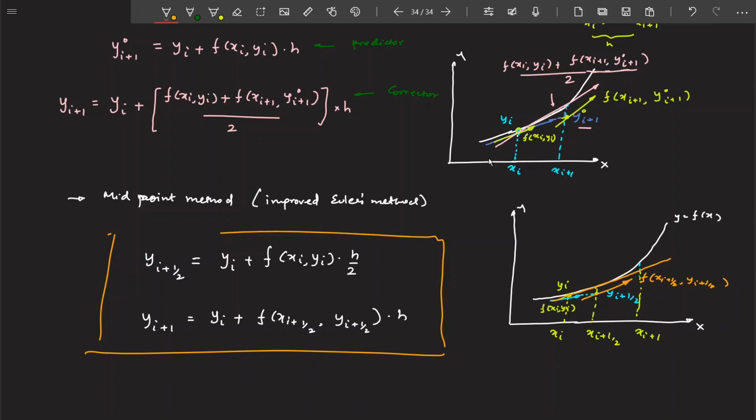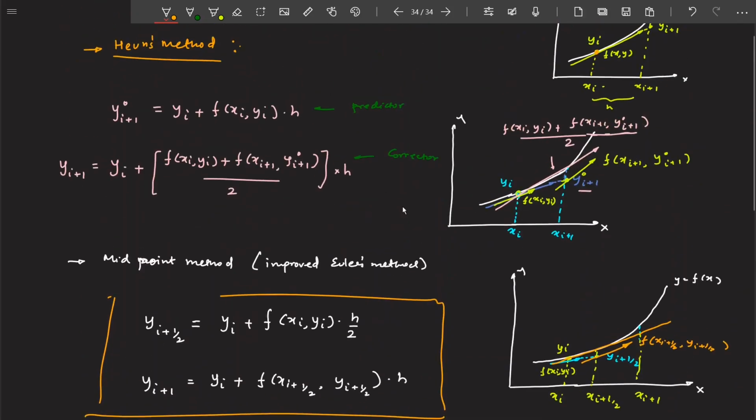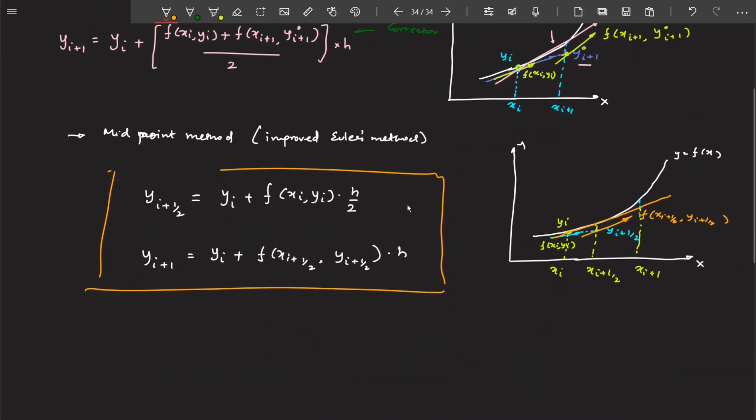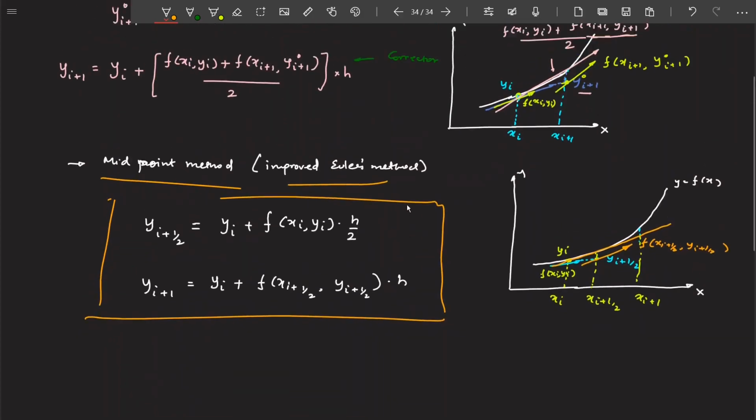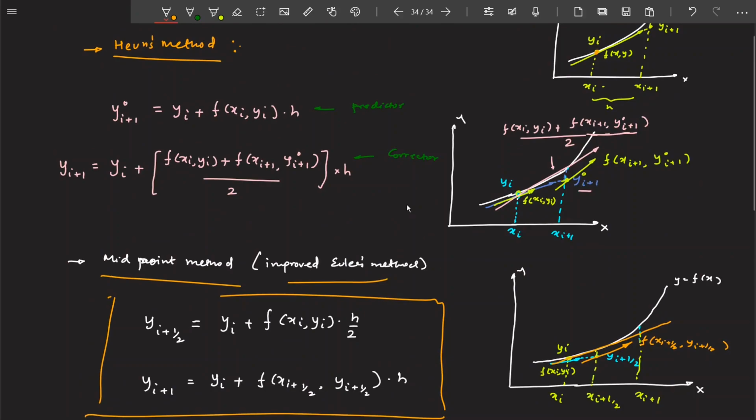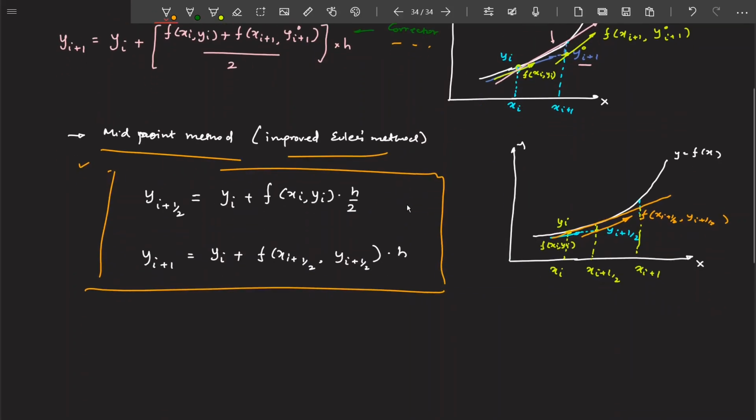Now what we are going to do here is we'll solve one problem. Most probably I'll be solving a problem by the midpoint method or the improved Euler's method. I'll not be solving problems on Heun's method because this kind of problems we are going to see in the next lecture, that is on multi-step methods. So we are still discussing single step. So this is one improvement and this is another improvement.